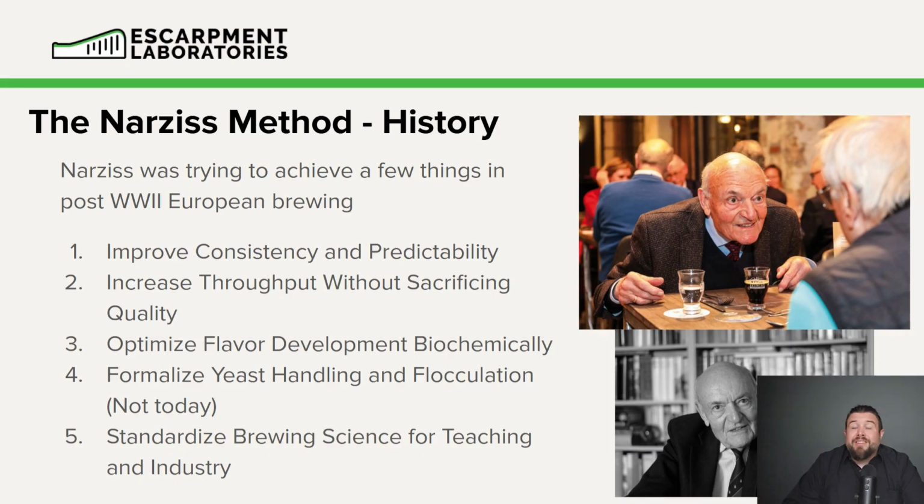So Narziss was trying to achieve a few different things. Let's run through a few of them. He wanted to improve consistency and predictability. Before this point, you still saw a lot of things tied to seasonality. Narziss didn't like that. He wanted to increase throughput without sacrificing quality, and in some cases, increasing quality. This was achievable with modern technology, or at least modern technology of his day. He also wanted to optimize the flavor development. A lot of things that were happening inside these breweries damaged the quality of the flavor. Not good. He also formalized yeast handling and flocculation, which we're not going to talk about today, but is very important. He also standardized brewing science for teaching in the industry. He was massively impactful at the Weihenstephan Institute, and that institute still bears his name everywhere.